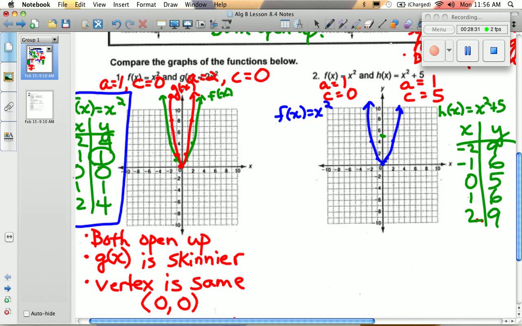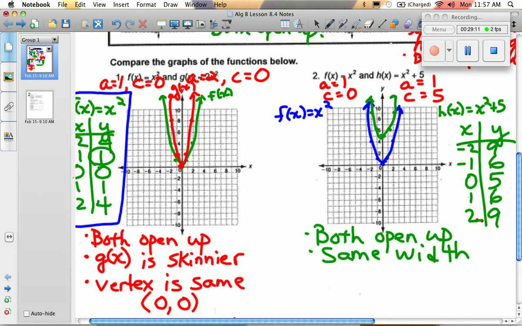Graph our other points also, and make your new parabola. Remember we said the width won't change, right? But is it going to look like a change? It is, because we moved it up. It does appear that it did, but because the a values didn't change, they both still open up. Same width, they both really are the same width. The axis of symmetry is still the same.